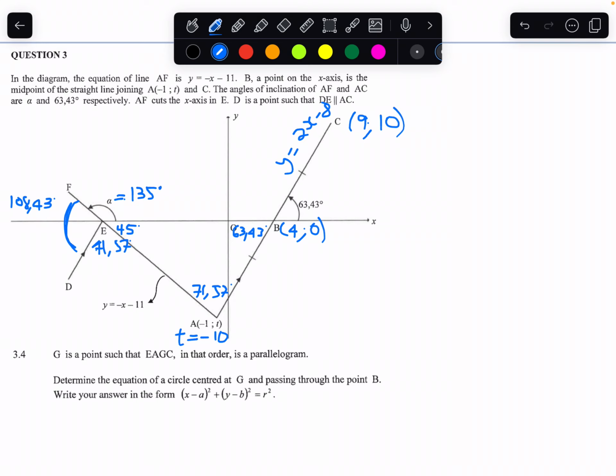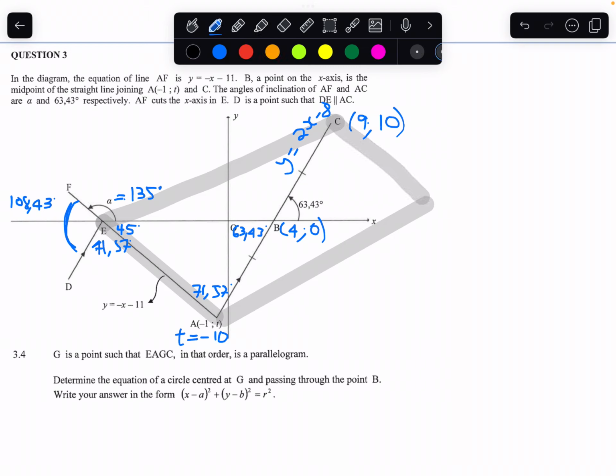Wow, this is quite rich. So let's first draw this parallelogram for ourselves. So E, A, and then the C will connect back to the E. Anyway, G is going to be somewhere here.